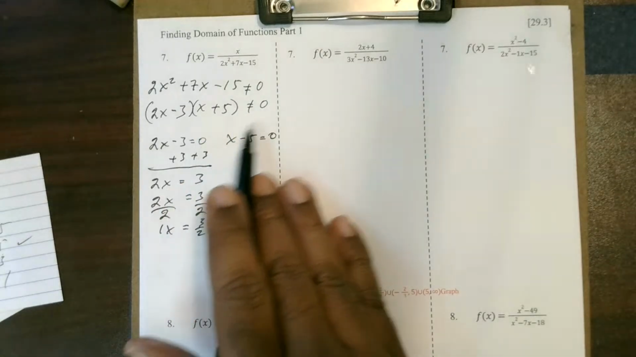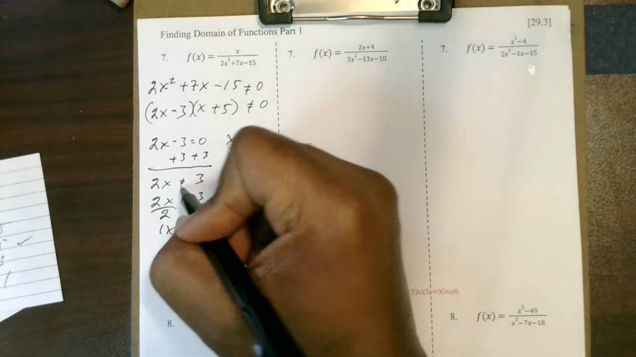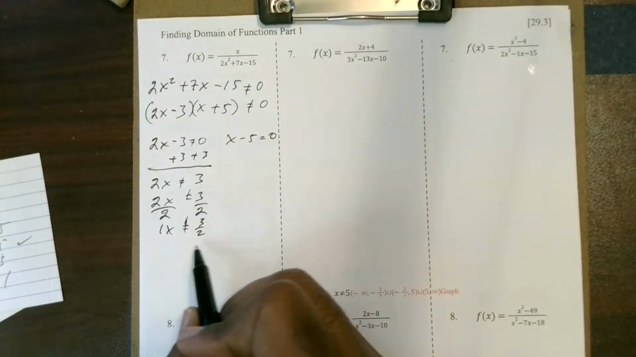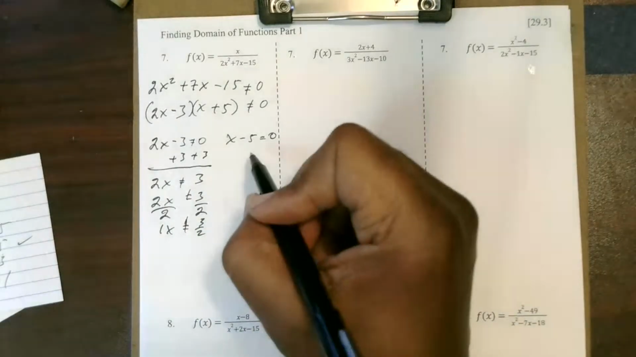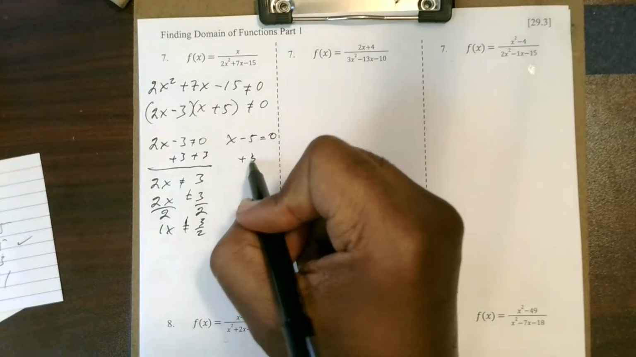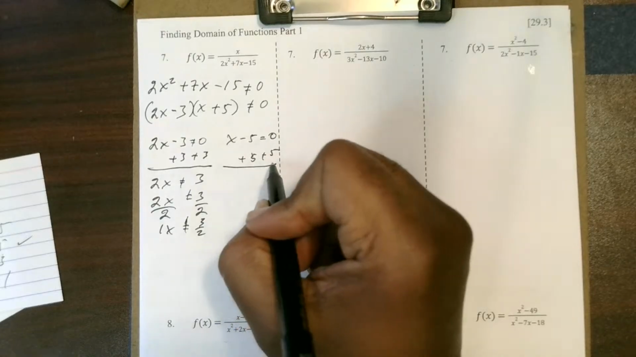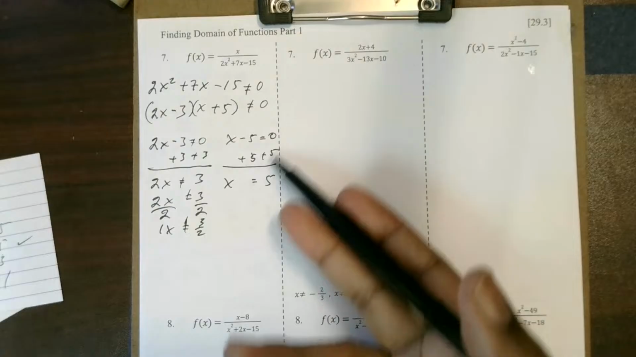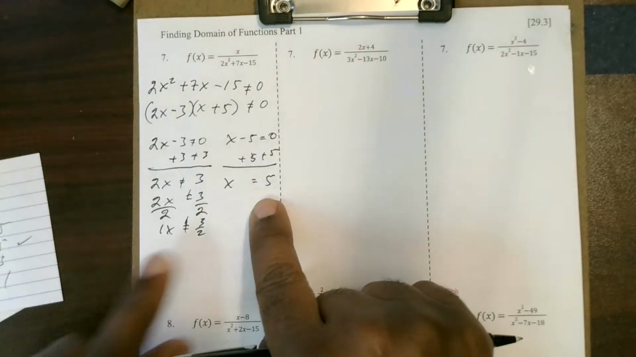Now remember, this means we don't want it to equal 0. So let's put a does-not-equal. So this is one number that we're going to take out of the number line. Over here, we're going to add 5 to both sides, and we'll get x equals 5. And that was pretty fast. So we have two numbers to take out of the number line.